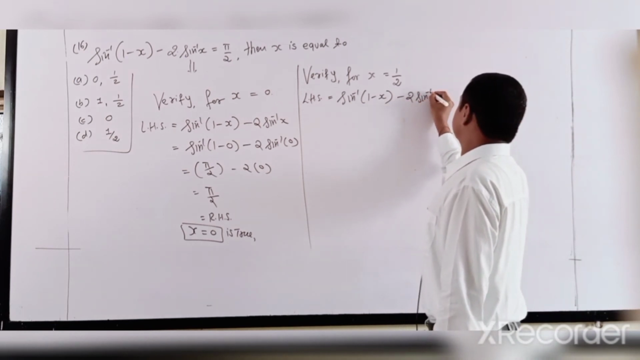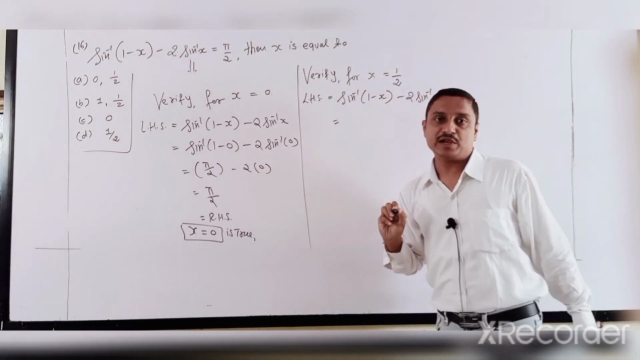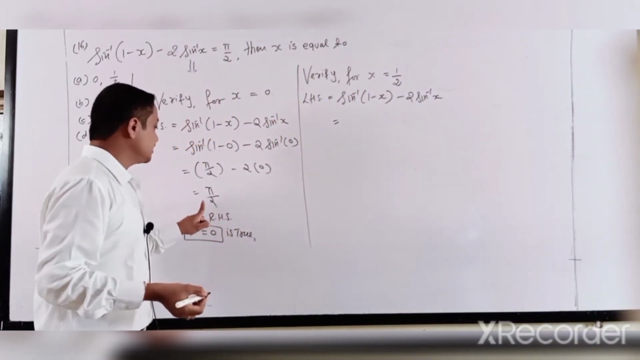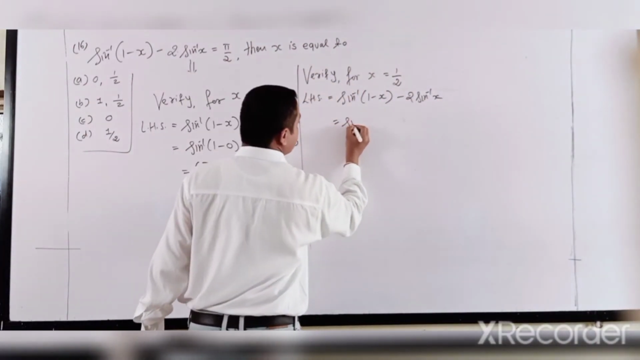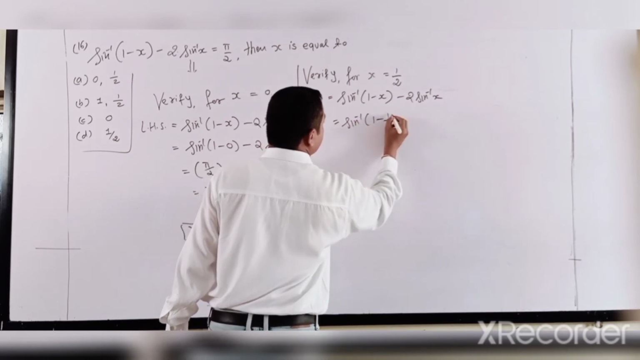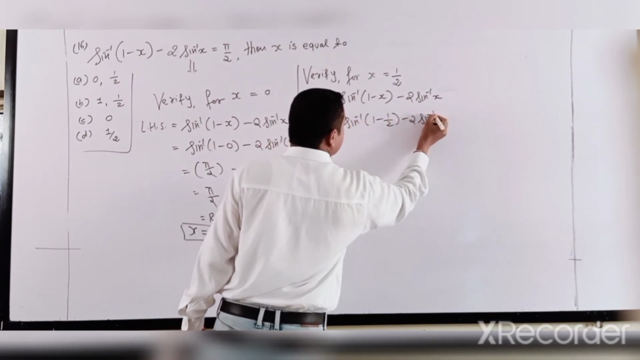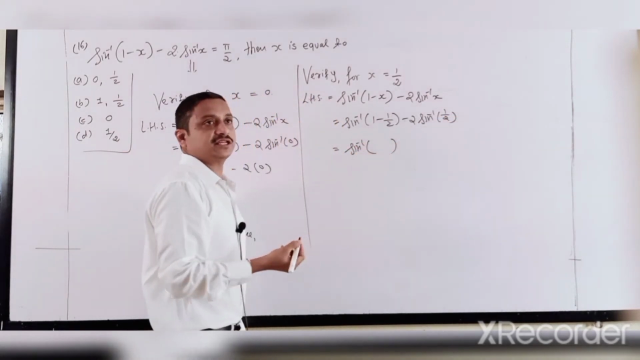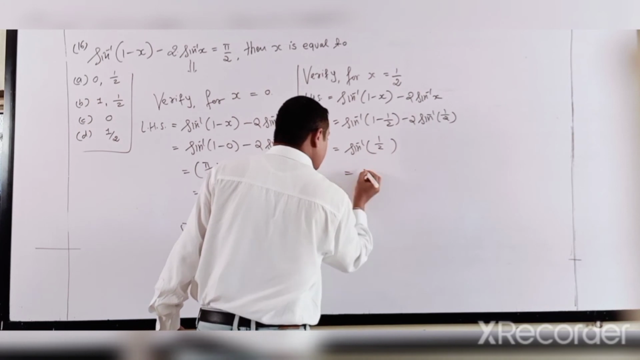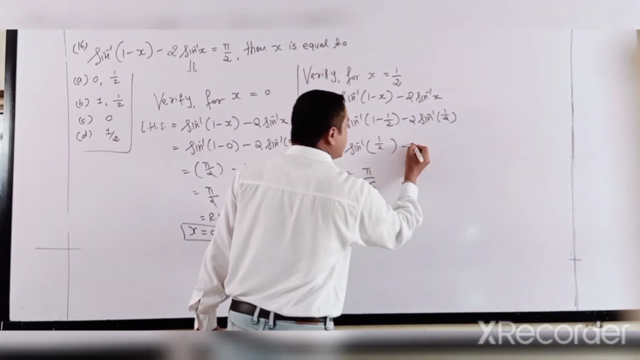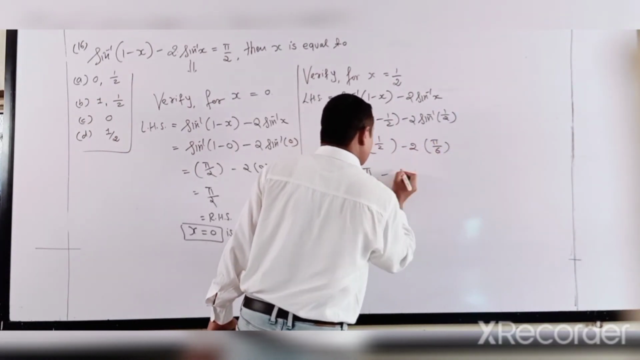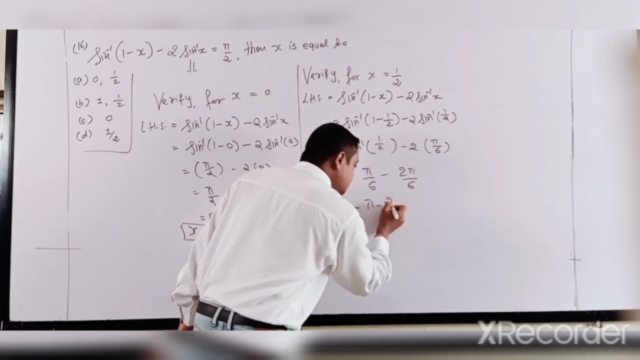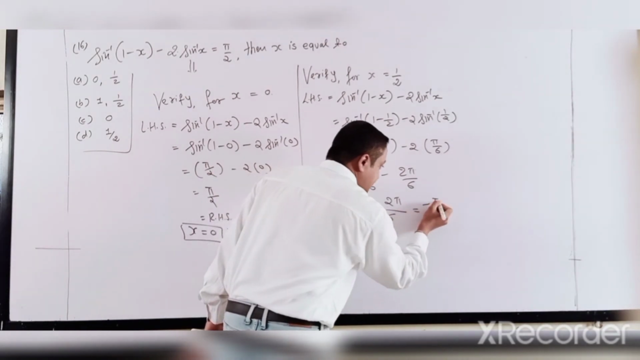times sin inverse x, and put down the x value as a half. And going forward calculating, surely check whether your answer is pi by 2 or not. So 1 minus half is same as half. Now what is 1 minus half? It is half, pi by 6. Same here also, pi by 6, 2 pi by 6. My answer is pi minus 2 pi by 6. It is minus pi by 6.